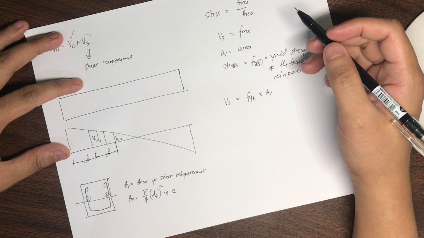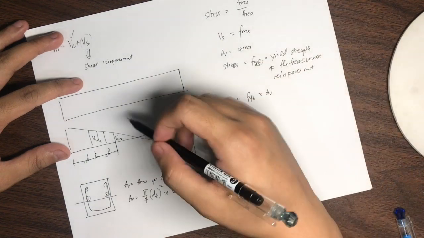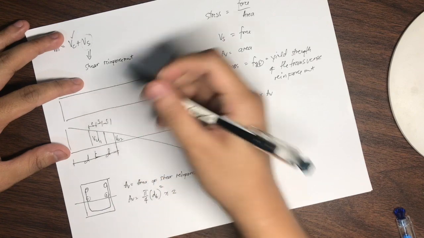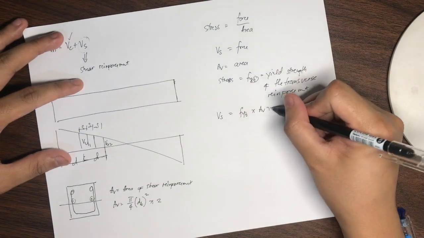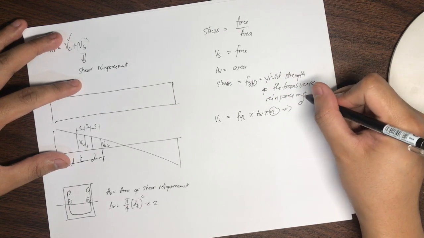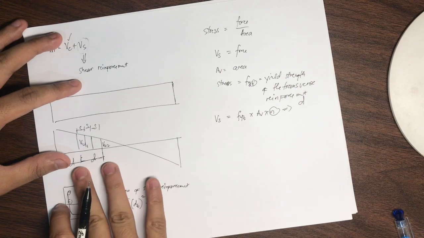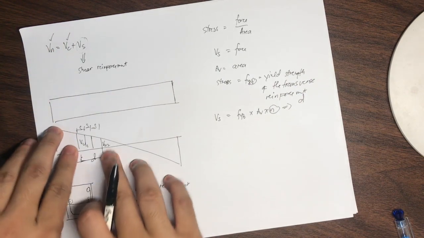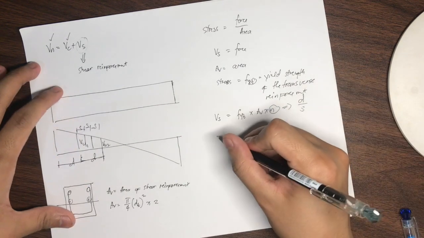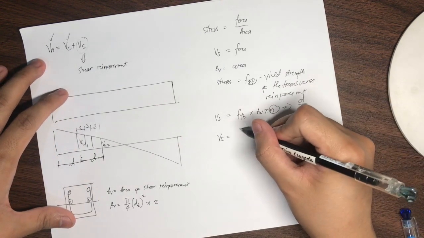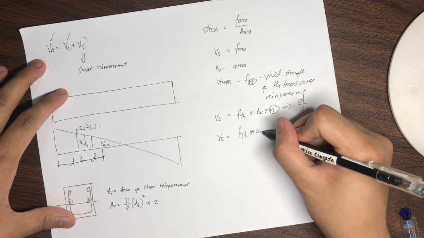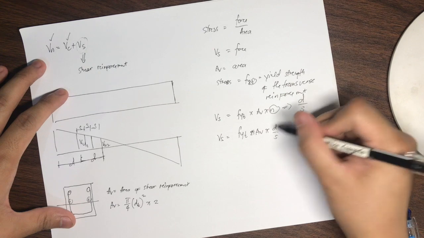It is actually the same as having the spacing of the stirrups, in which N here, or the number of stirrups, is just actually determined using the total distance D divided by the number of spacing. So that is divided by S. So in this case, Vs is just actually FYT multiplied by AV multiplied by T over S.